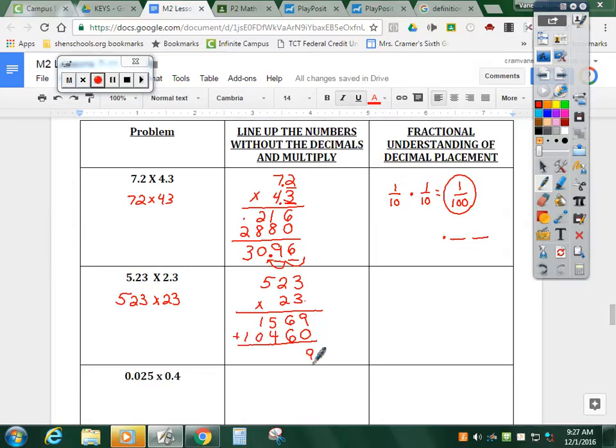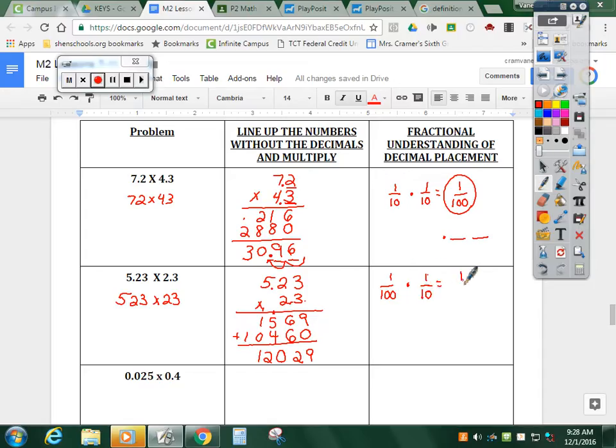Now when I add these all up, okay, I get this as my answer. I'm going to pop my decimal points back in, and I'm going to evaluate it with the fractional understanding. 5 and 23 hundredths means I'm multiplying a factor with a hundredths place, 2 3/10, by a number in the tenths place.